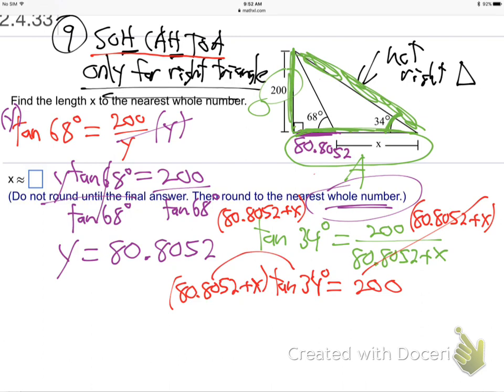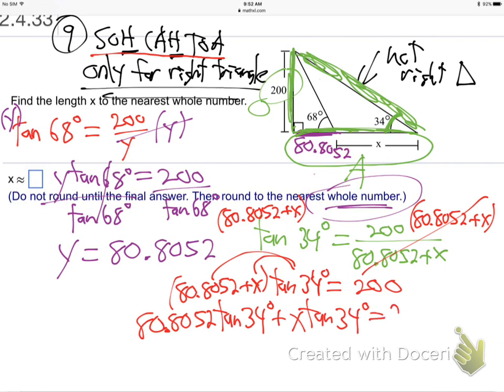All right, now we distribute like that. Whenever you have something next to parentheses, you distribute. So I get 80.8052 tan 34 plus x tan 34 is 200. This thing's a mess, isn't it? You guys with me? So I just distributed. I just took that whole tan 34. Anything next to parentheses just distributes, doesn't it? Is that good so far? Am I losing you?